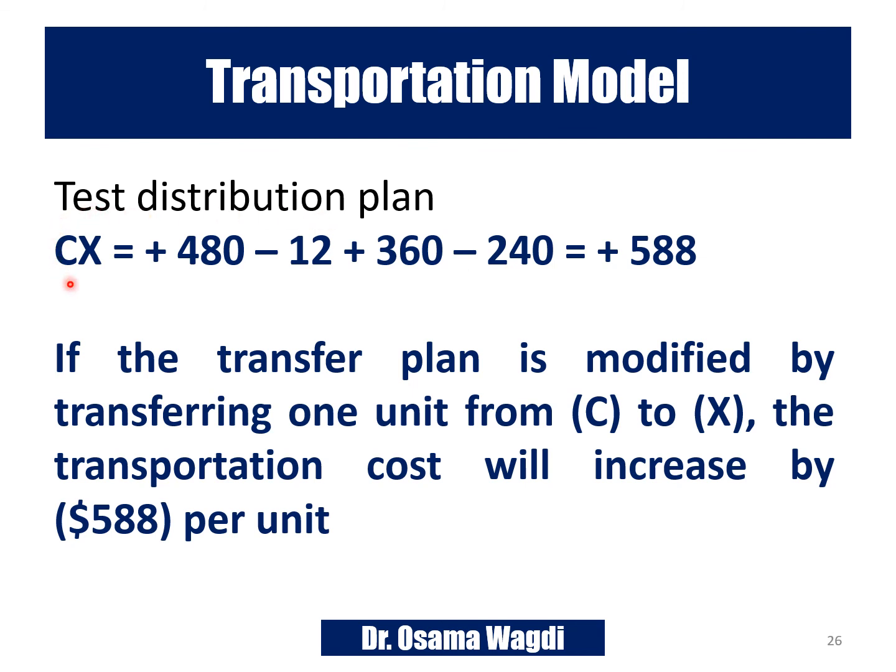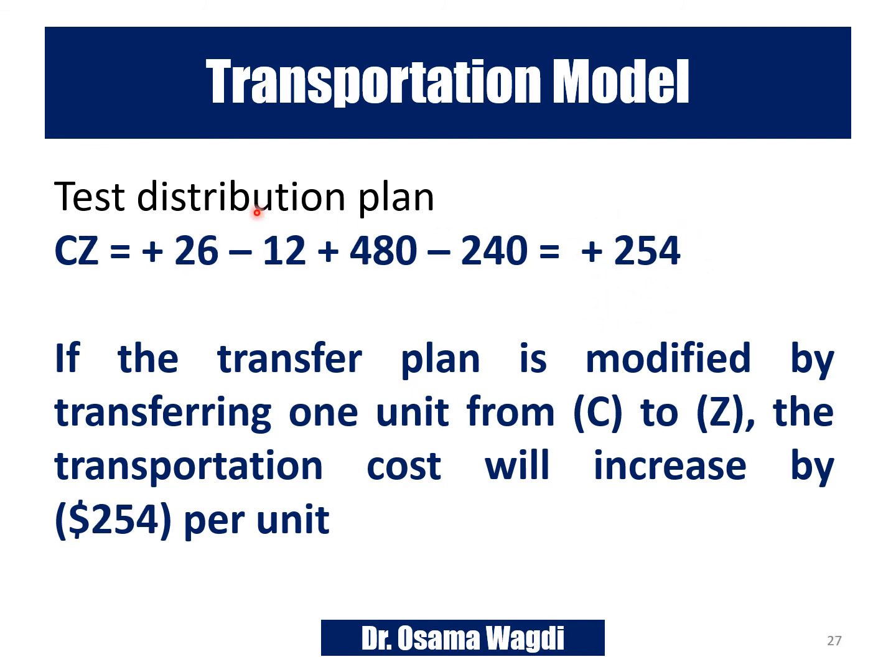Also here, the next cell, which is empty, CX: positive 480 minus 12 plus 360 minus 240 would also come up with a positive sign. CZ equals positive 26 minus 12 plus 480 minus 240, which is equal to plus 254. Okay?